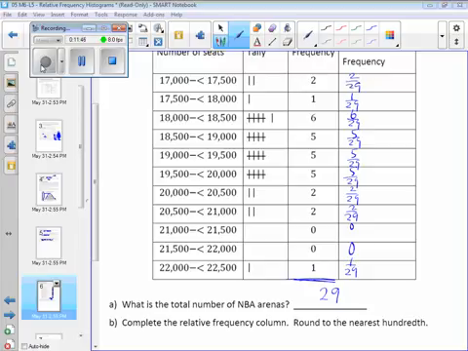Luke, you already have a calculator. Just help us out. 2 divided by 29. Give me the whole entire number. I'm going to ask you not to write this down just yet, everybody. 0.06896. A little bit slower, bud. 0.68965. Okay. I'm going to round that to the nearest hundredth.